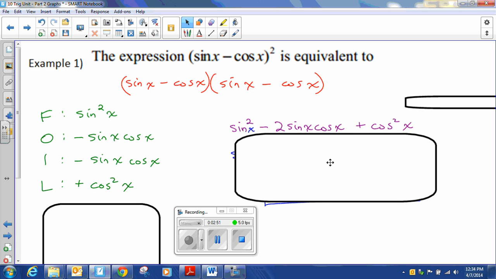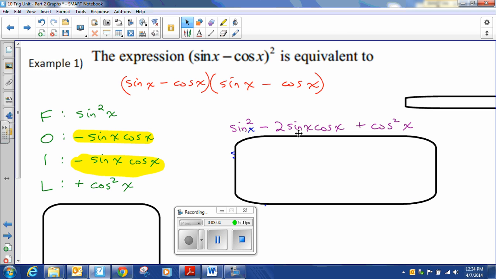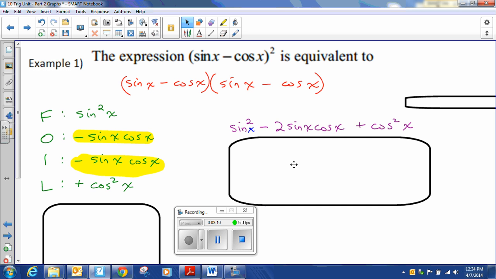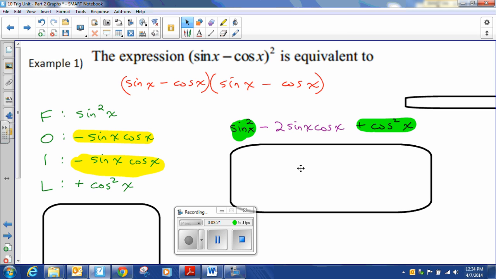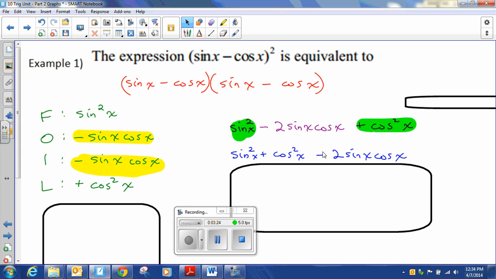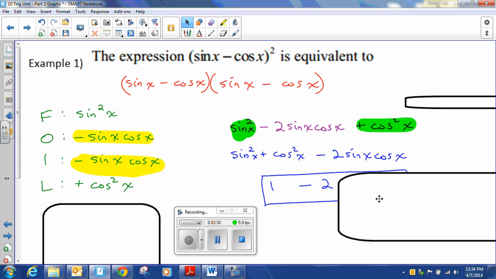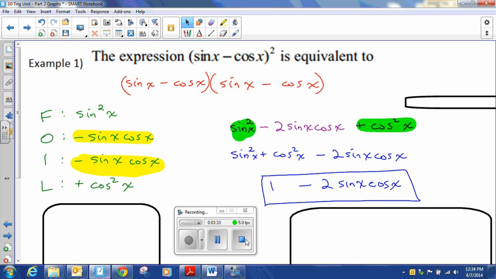Okay, so when we put all this together, just as we normally do when we FOIL, we have to combine any like terms. And normally, it's the middle two terms, the O and the I. So when you combine them, you end up with negative 2 sine x cosine x. The first and the last go here and here. And you should recognize that the first term and the last term create one of our Pythagorean identities, actually the fundamental one. So let's relocate cosine squared x right next to sine squared x, and together they become 1. Final answer is 1 minus 2 sine x cosine x.